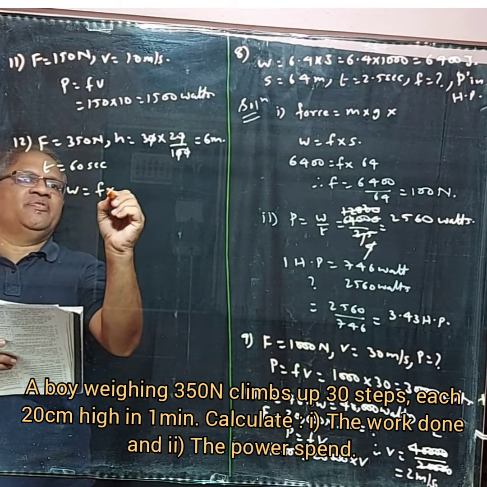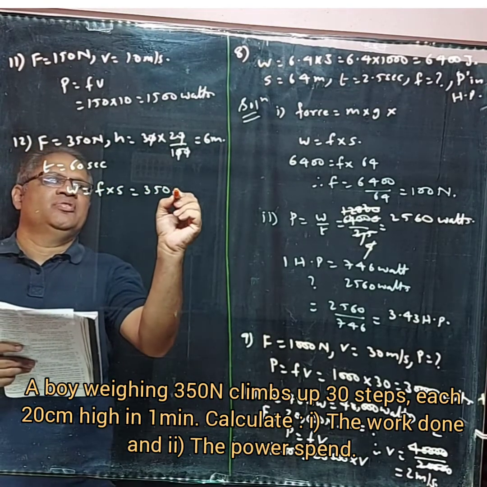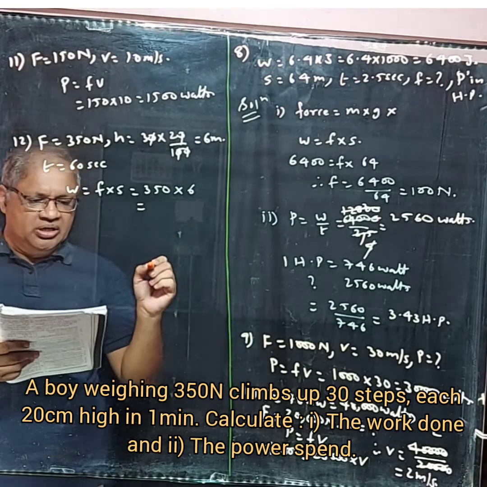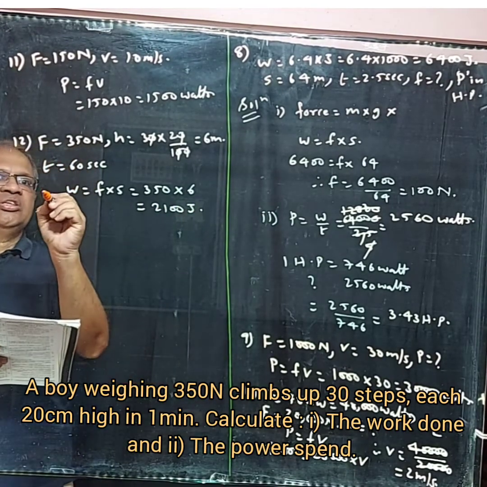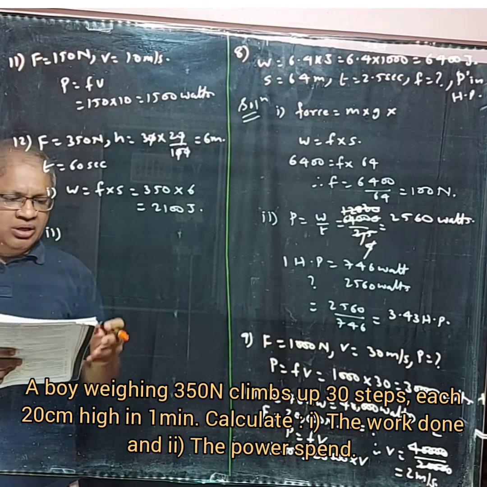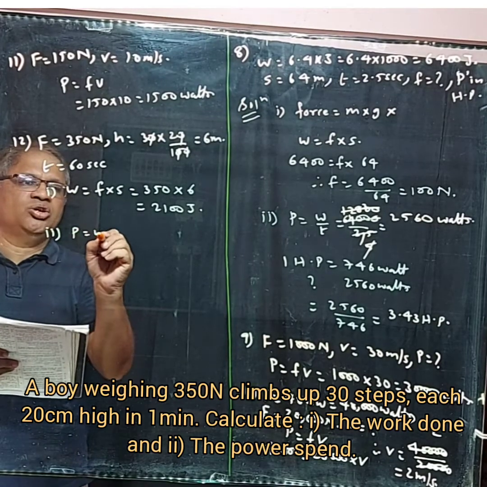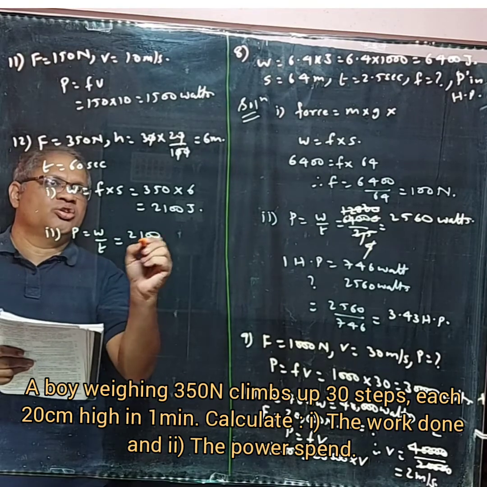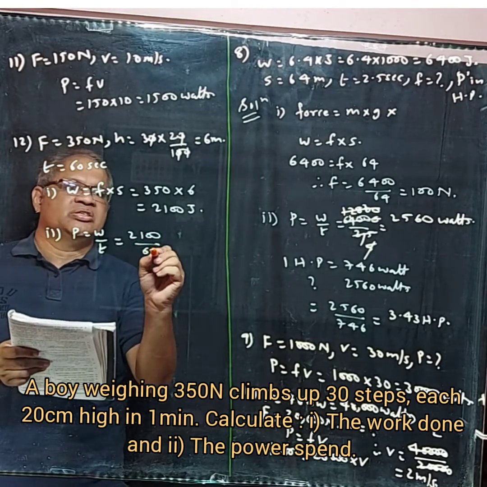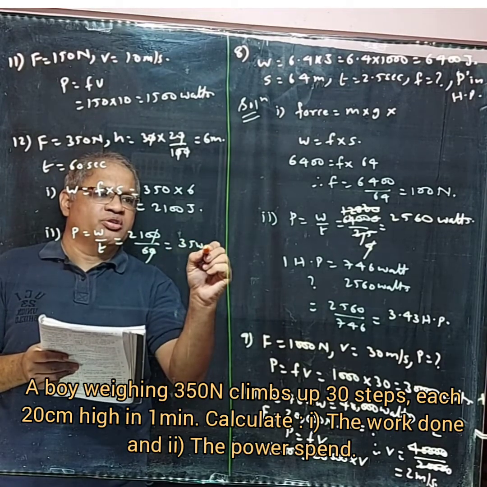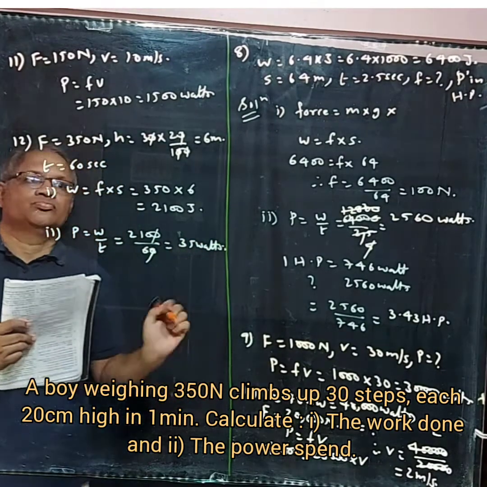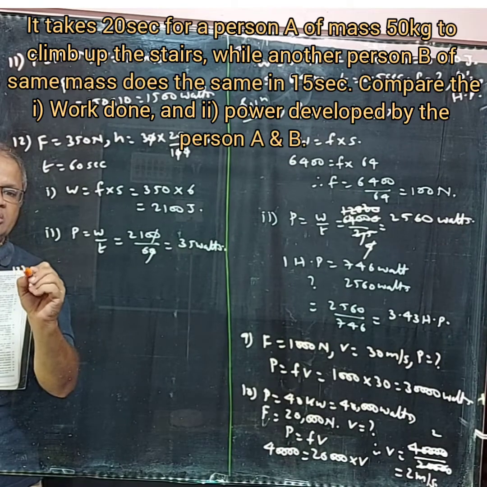Okay, now work they want. W is equal to F into S. 350 into 6. That is coming to 2100 joules. Now the second part they are asking is power. Power is equal to work upon time. 2100 upon time is 60 seconds. So it comes to 35 watts. Now the 13th sum.